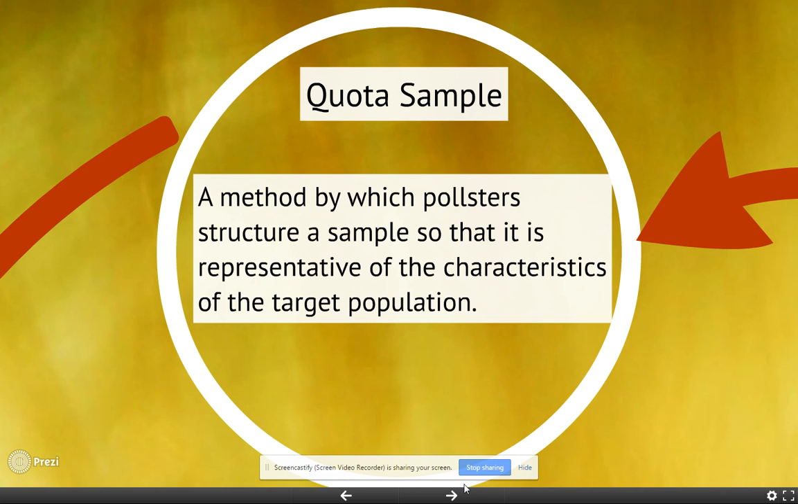One way pollsters attempt to address these types of concerns is through the use of a quota sample, a more scientifically sophisticated method of sampling than random sampling. A pollster using this method structures the sample so that it is representative of the characteristics of the target population.